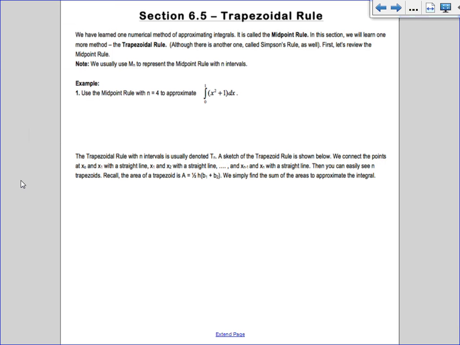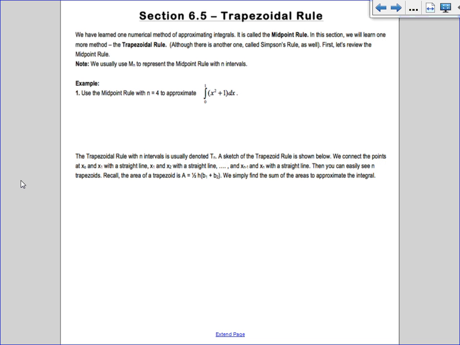Trapezoidal Rule. Section 6.5. Shh, guys. So there's one more numerical method we're going to learn. We've learned right endpoints, left endpoints, and midpoint. Now we're learning the last one, which is the trapezoidal rule. It's an easy approximation.